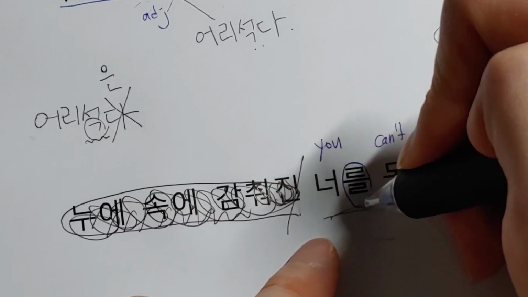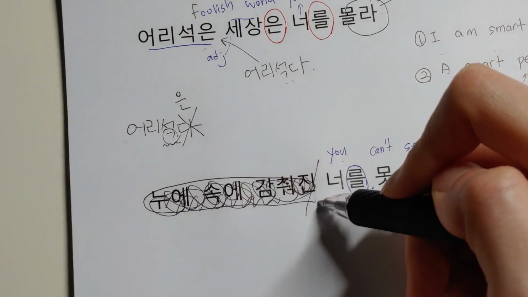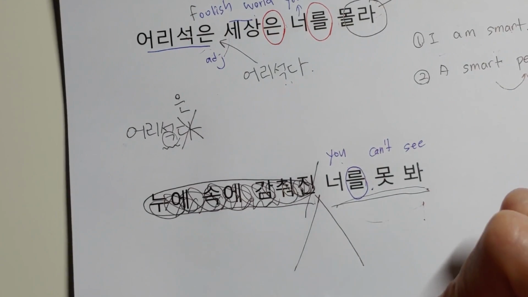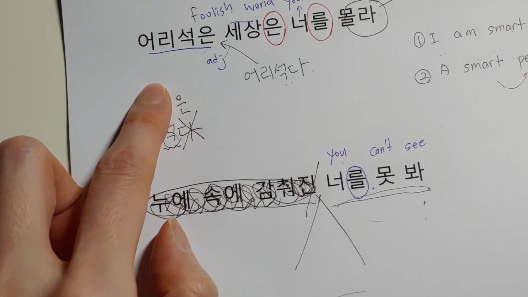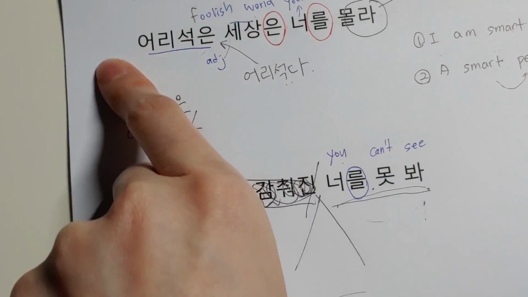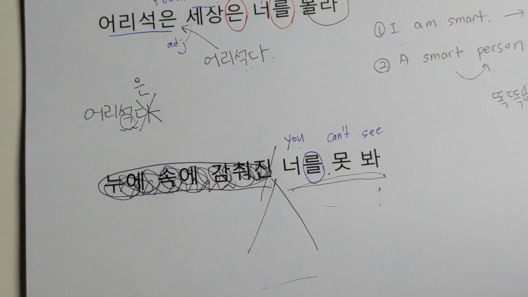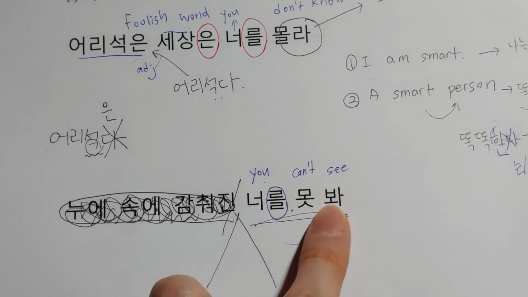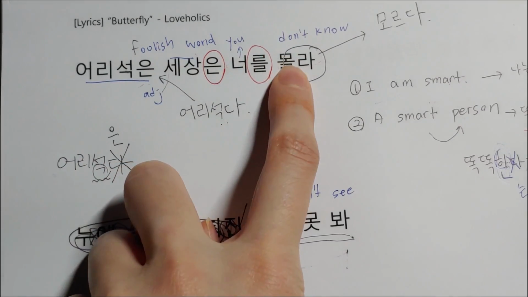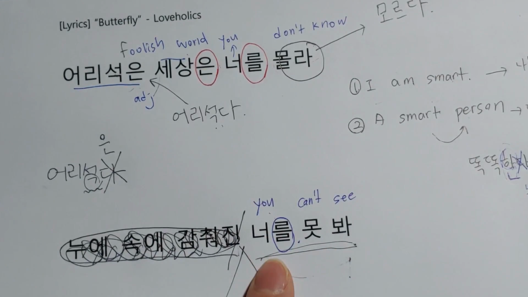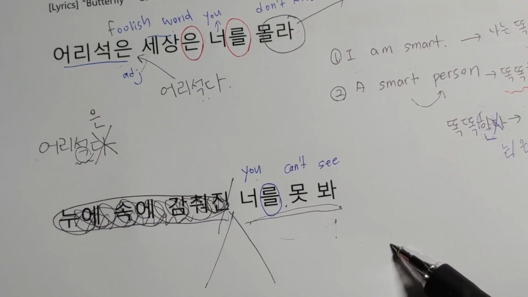So 를 is the object marker, so you is an object. But then where is the subject? So the subject here is removed because in the previous sentence, the subject was 어리석은 세상, the foolish world. And 어리석은 세상 doesn't know you. And it's clear from the context that the subject of this sentence is also the foolish world. The foolish world doesn't know you, and the foolish world can't see you. It has the same subject. So that's why the subject in the second sentence is removed.